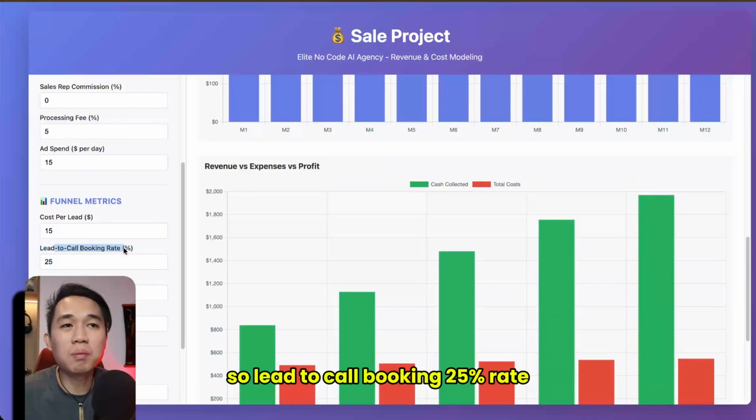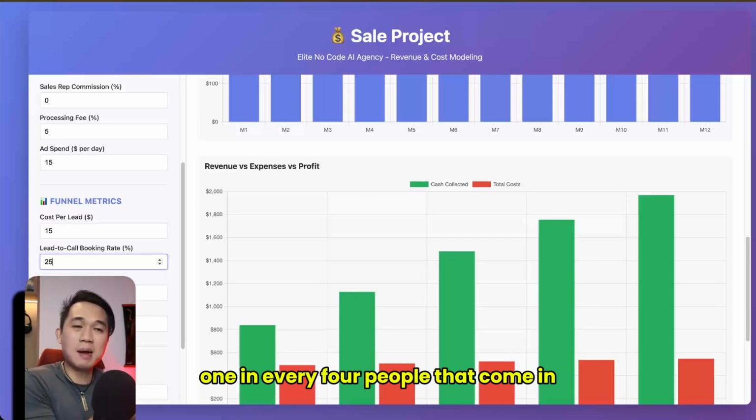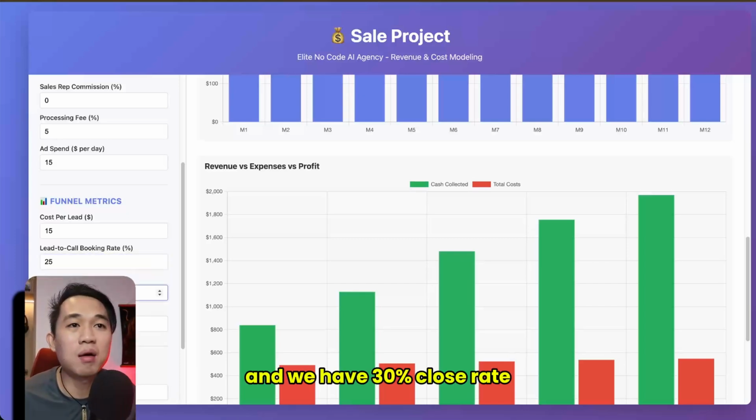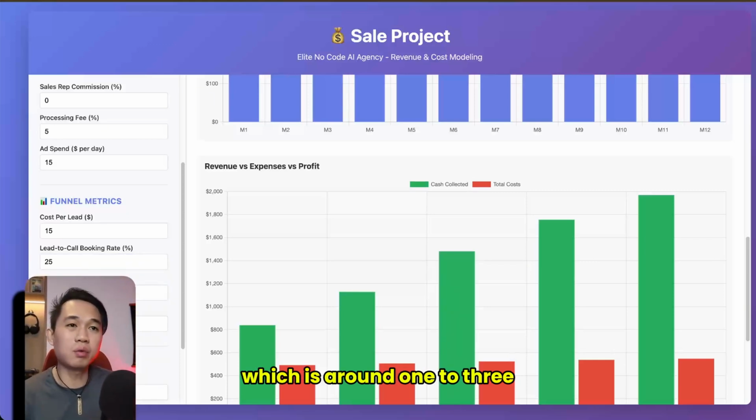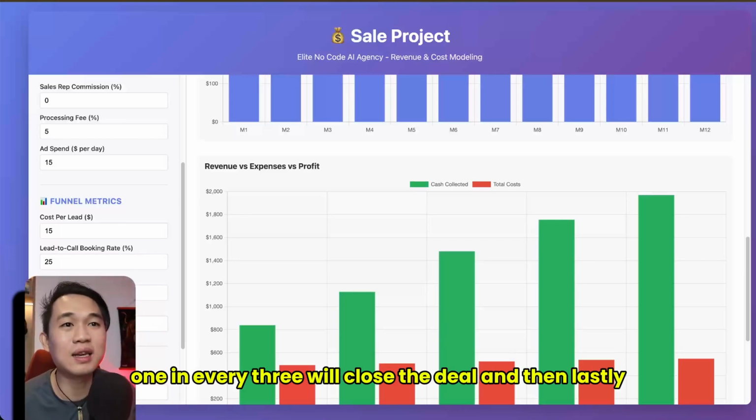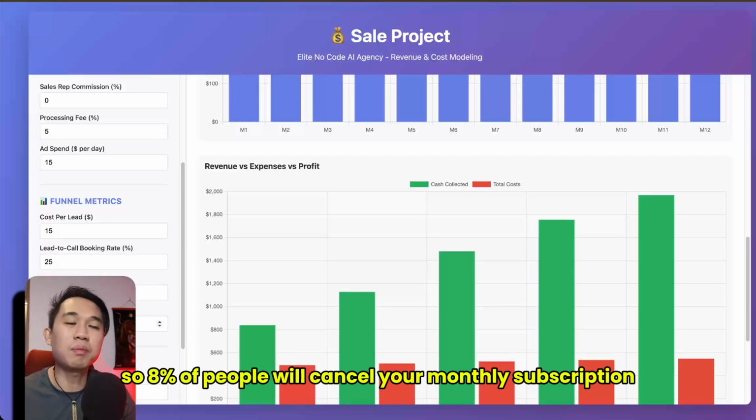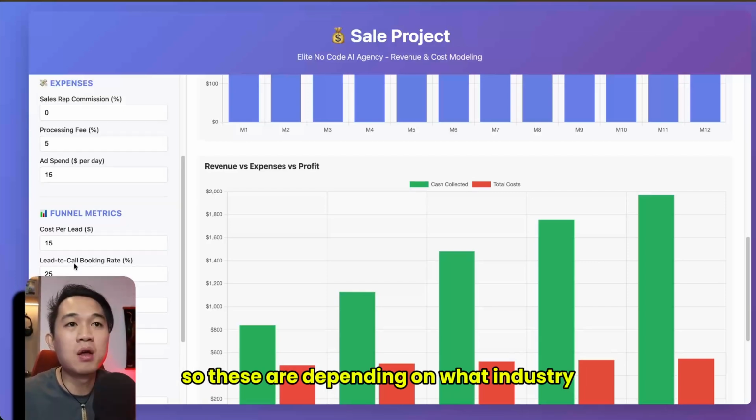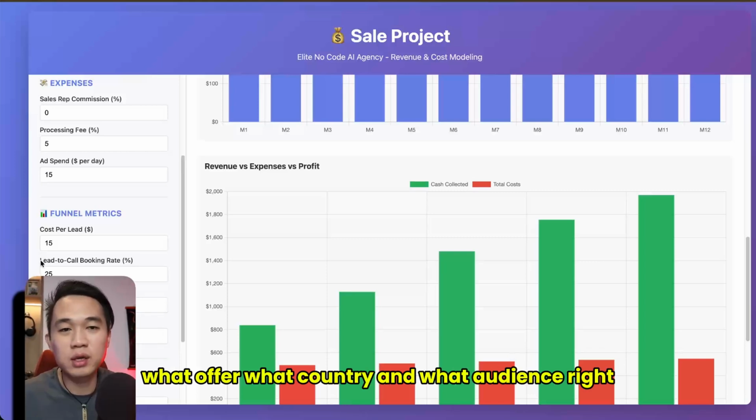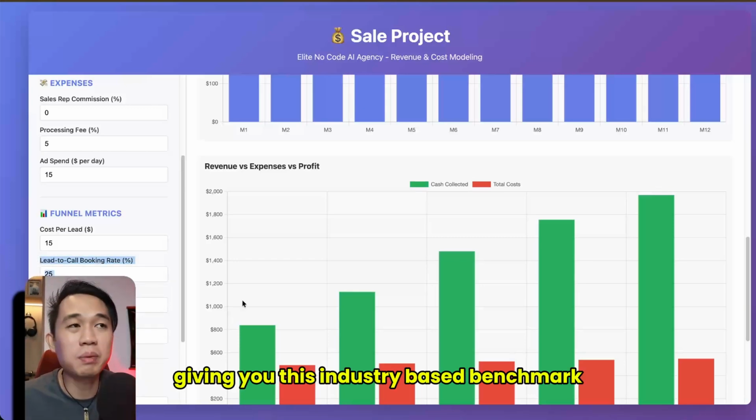Lead to call booking is a 25% rate, that's a quarter, so 1 in every 4 people that come in will book a call with you. And we have a 30% close rate, which is around 1 in 3. From every booked call that you attend, 1 in every 3 will close the deal. And lastly, we have an 8% churn rate. All of these are market industry standard, so 8% of people will cancel your monthly subscription. These depend on what industry, what offer, what country, and what audience. B2B, B2C, this can fluctuate. However, we're giving you this industry-based benchmark so you can play around with it.